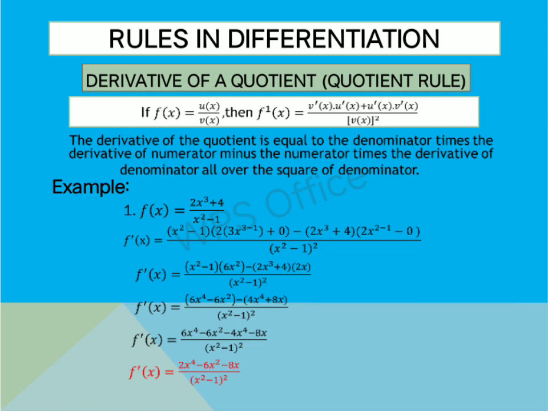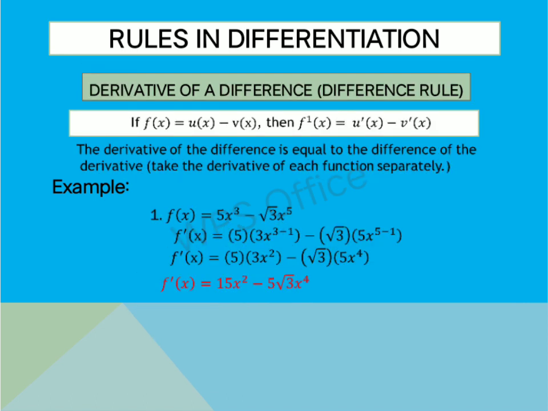We have the quotient rule. The derivative of a quotient is equal to the denominator times the derivative of the numerator minus the numerator times the derivative of the denominator, all over the square of the denominator. Next, we have the difference rule. The derivative of a difference is equal to the difference of the derivatives. Take the derivative of each function separately.